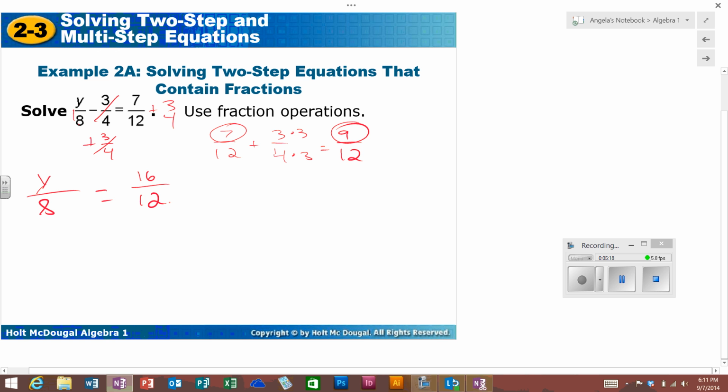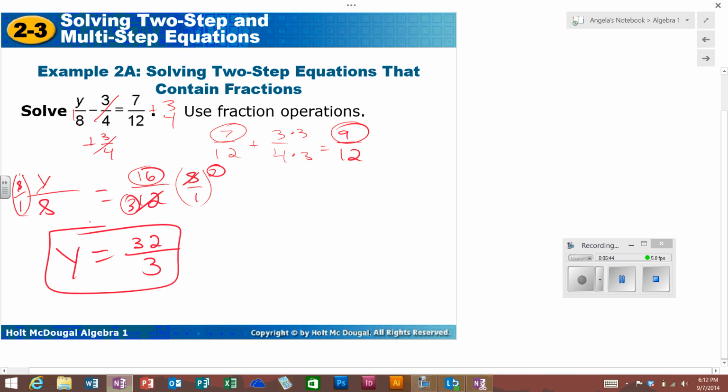All right, now to get rid of the 8, instead of dividing, since it's divided by 8, I'm going to multiply by the reciprocal, which is 8 over 1. If you would like, you can cancel a 4 out of here. So a 4 goes into that twice, and a 4 goes into that 3 times. So then I have 16 times 2, which makes 32 over 3. Okay? All right, next one.